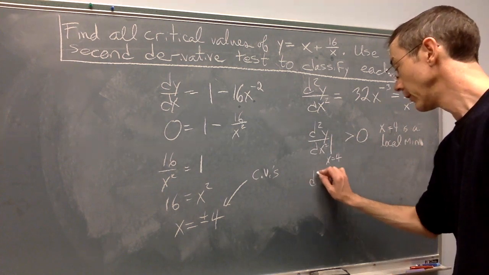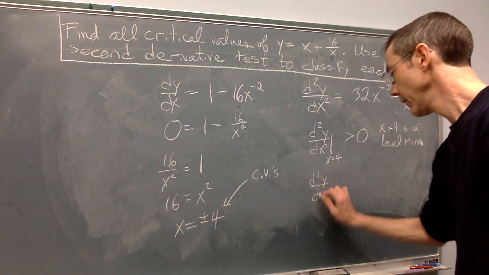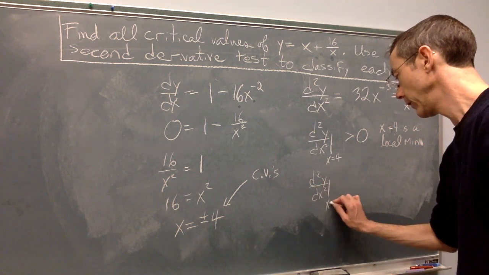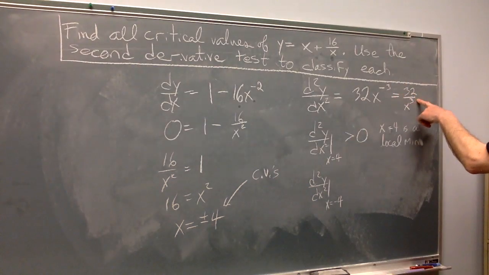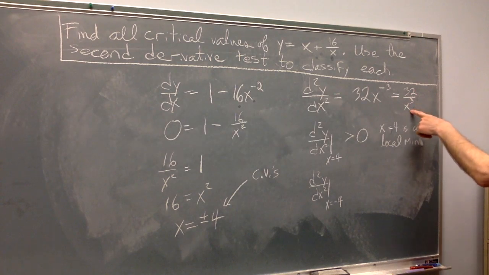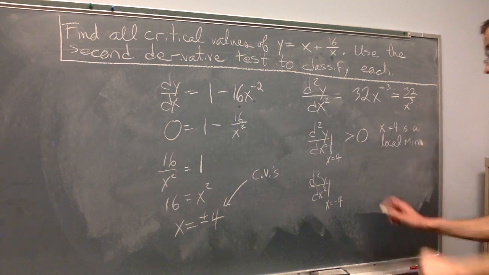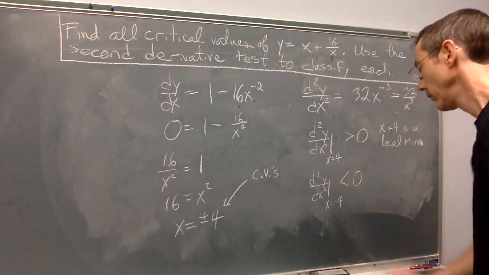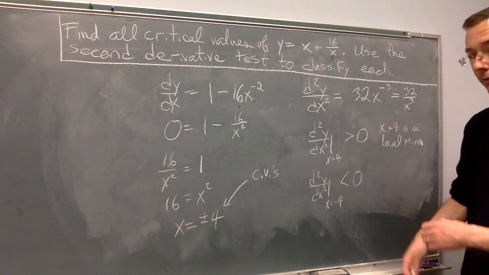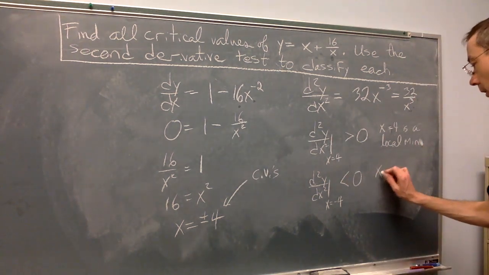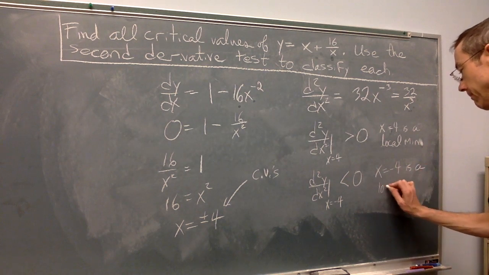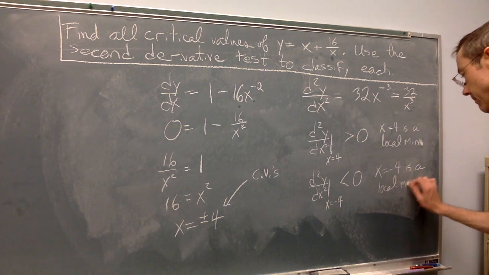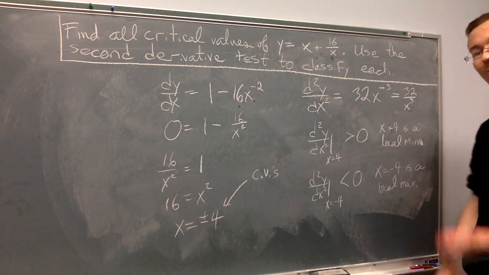Next, let's plug in the other critical value, x equals negative 4. When I plug negative 4 in here, I get 32 over negative 4 cubed. That denominator is going to be negative. A negative number cubed is still negative. So the second derivative is negative there. So x equals negative 4 is a local maximum. Simple as that.